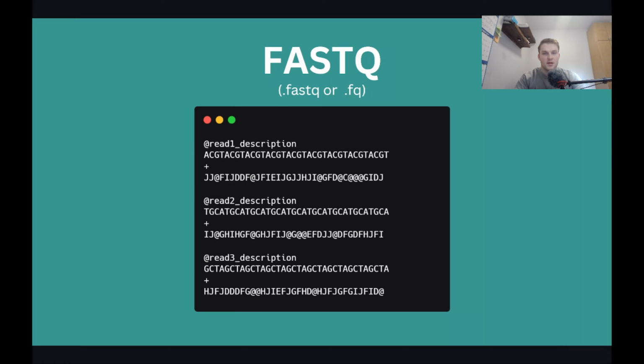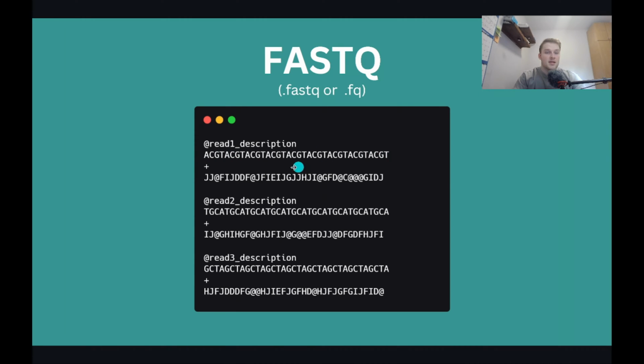Very similar, this time the file extension is .fastq or .fq. These files are used for storing high throughput sequencing reads and their quality scores. Each read in a FASTQ file is characterized by four lines. First, you've got the identifier line, which is prefixed with this at symbol. It can also include a description. Then we have the raw sequence. This again could be either DNA, RNA, or protein.